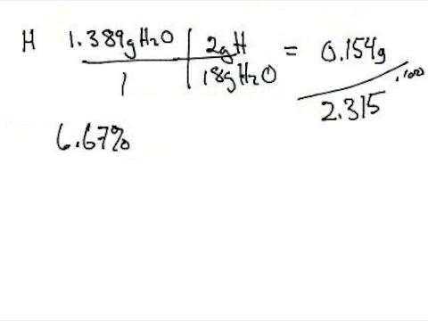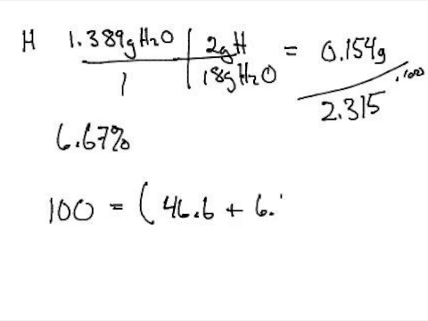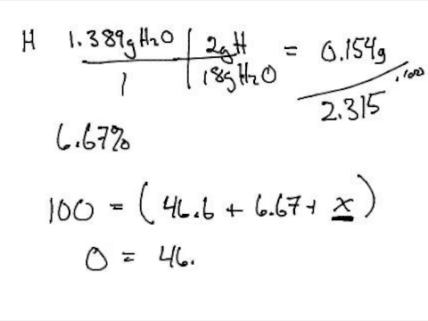Mr. Bergman? Yeah. Don't most percentages usually add up to 100? That's exactly correct. They add up to 100%. So I have my total percent, of course, is 100. That would be equal to the carbon percentage, which was 46.6, plus the 6.67, plus X, if you will. This is the oxygen, and if you subtract it out, the oxygen is 46.7%.